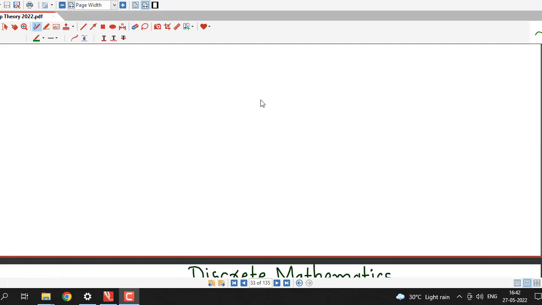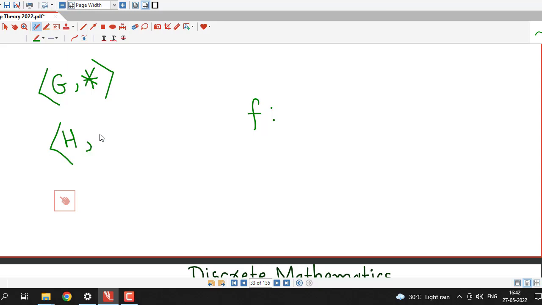A homomorphism is a function from one group to another group. Suppose we have two groups, say capital G and capital H, and suppose G is a group under a binary operation denoted by star, and H is a group under the binary operation denoted by delta. Then a homomorphism from group G to group H is a function which satisfies this condition.